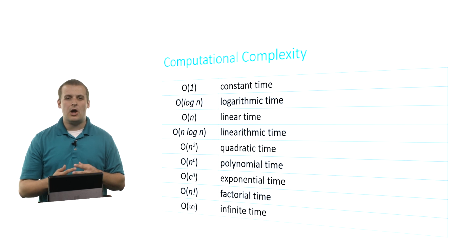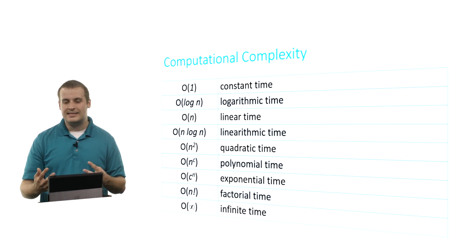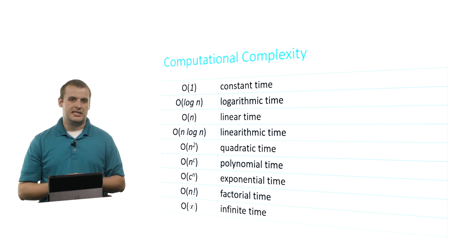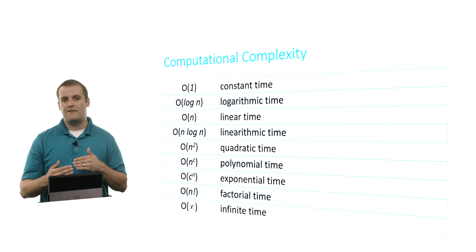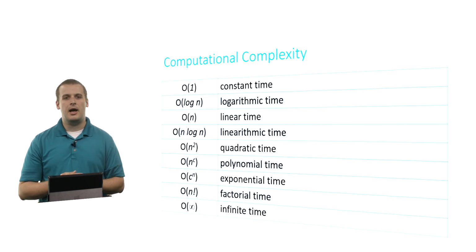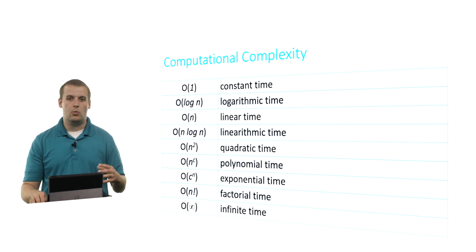Here's a list of some of the more common computational complexity classes that we'll encounter in algorithms generally, and also specifically in CS50. These are ordered from generally fastest at the top to generally slowest at the bottom. So constant time algorithms tend to be the fastest, regardless of the size of the data input you pass in. They always take one operation, or 1 unit of resources. It might be 2, it might be 3, it might be 4, but it's a constant number.